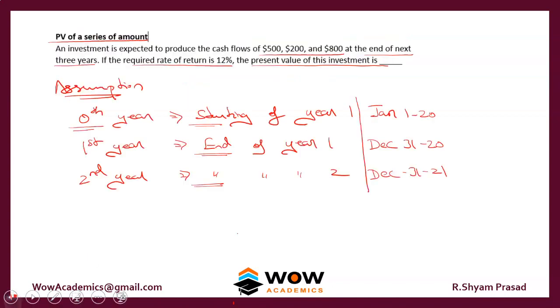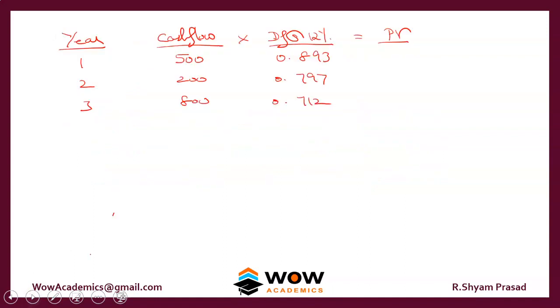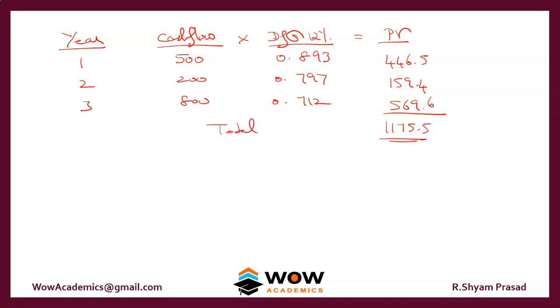The sum has indicated that the cash flow is received at the end of the next 3 years. So it is first year end, second year end, and third year end. So the discount factor is also the first year discount factor, second year discount factor, and third year discount factor. So the total comes to 1175.5. So that is the total of present value. So that's how we got it.